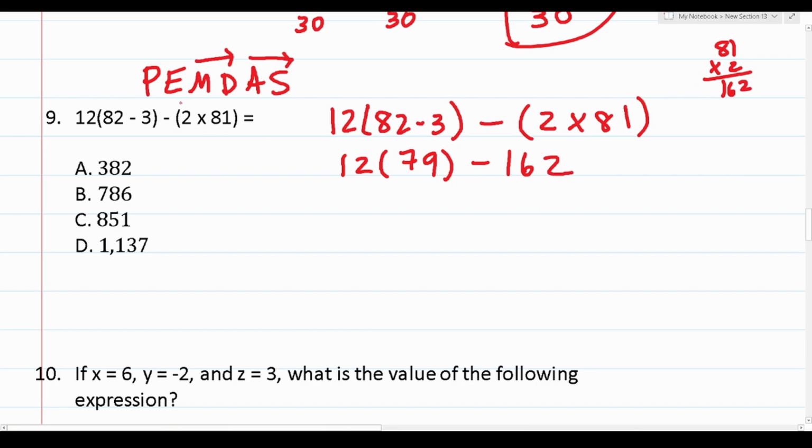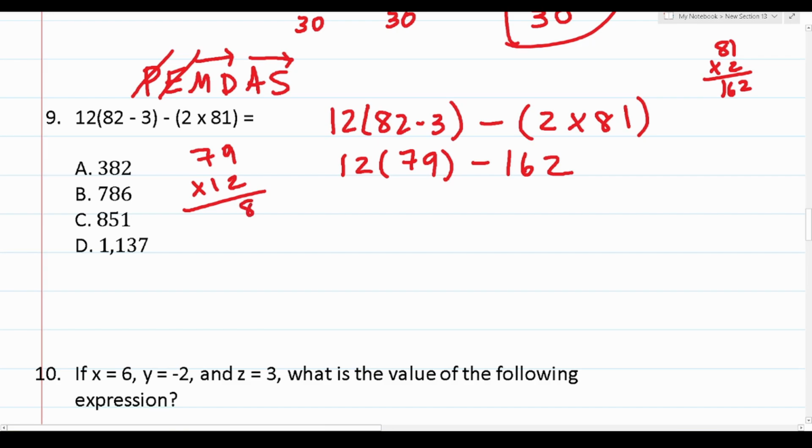All right, so we worked out parentheses. As we look through our expression, we don't see any exponents. Now we're working on multiplication and division as they appear from left to right. And as you can see, we have 12 times 79 minus 162. So multiplication and division come before addition and subtraction. So we're going to do this 79 times 12 next. So let's work this out.